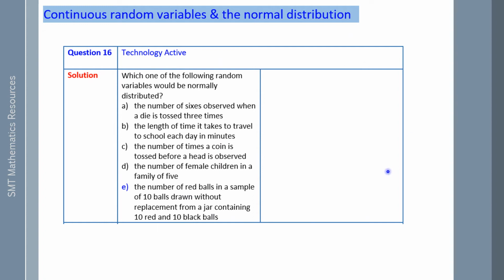Which one of the following random variables will be normally distributed? The number of sixes observed when a die is tossed 3 times, that's discrete. The length of time it takes to travel to school each day in minutes, the length of time can take on any value. The number of times a coin is tossed, that's a discrete value. The number of female children in a family of 5, that's discrete. The number of red balls is again counting, so that's discrete. Answer is B.